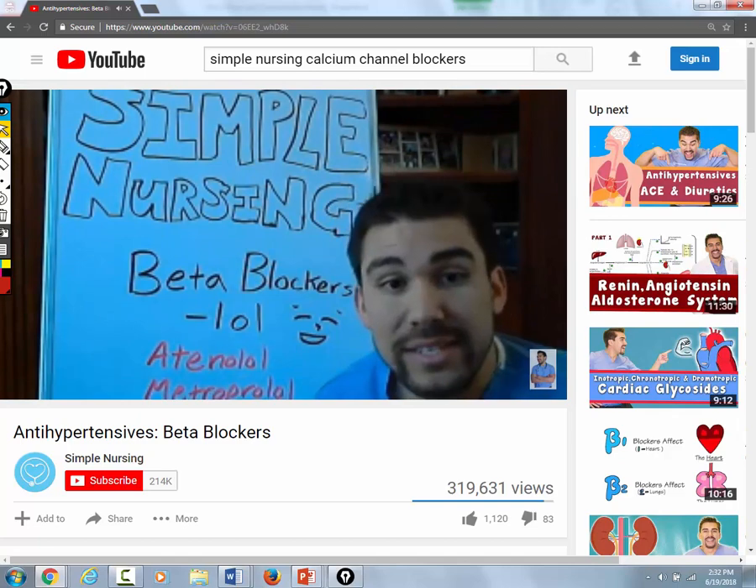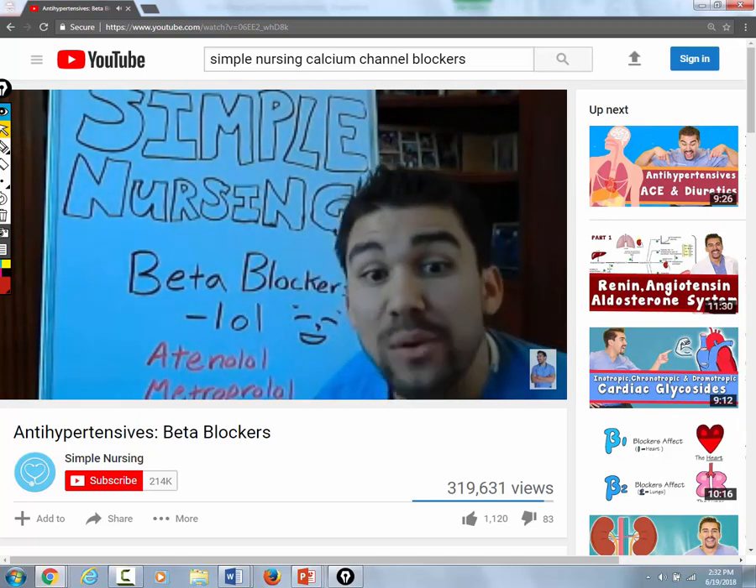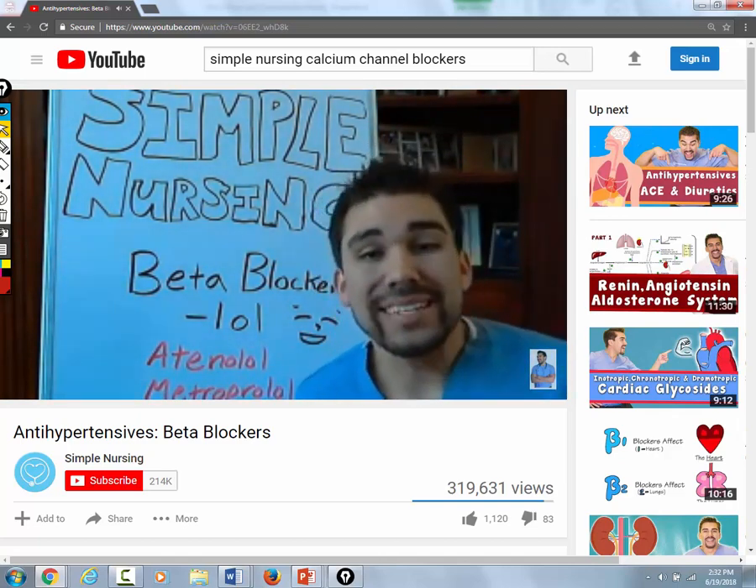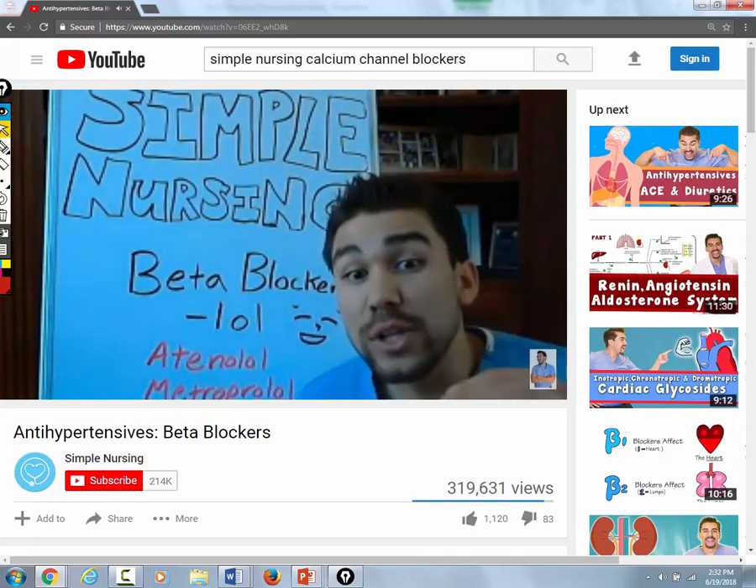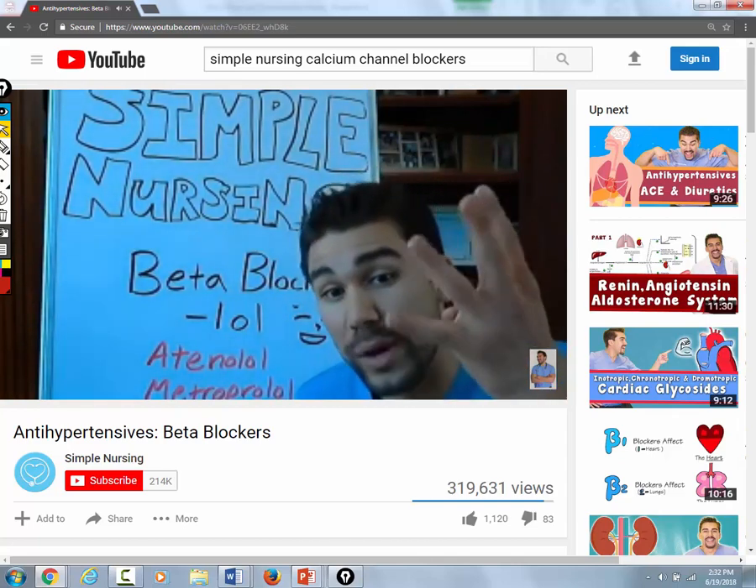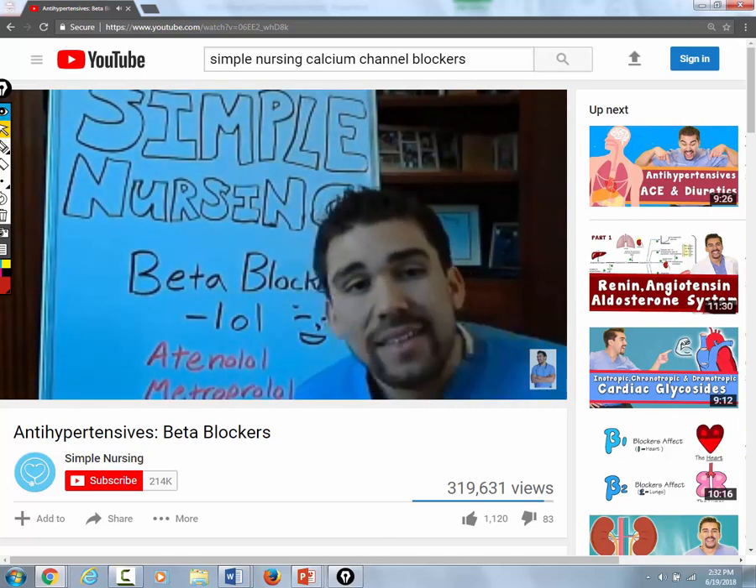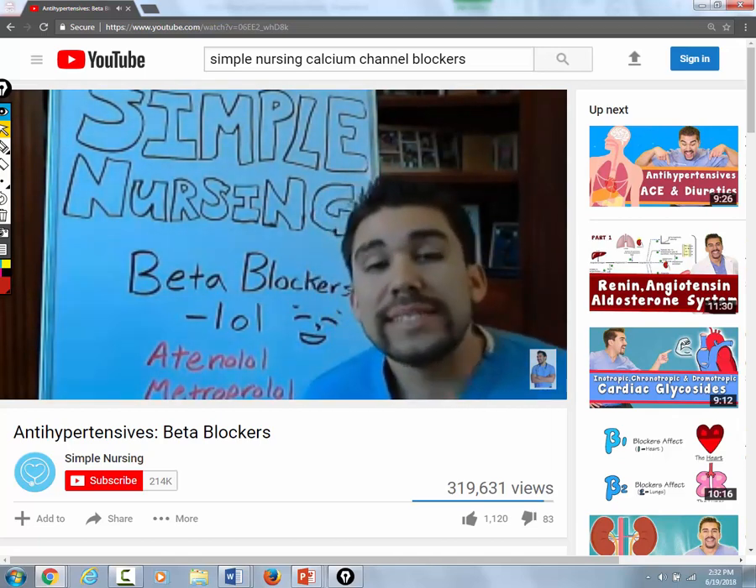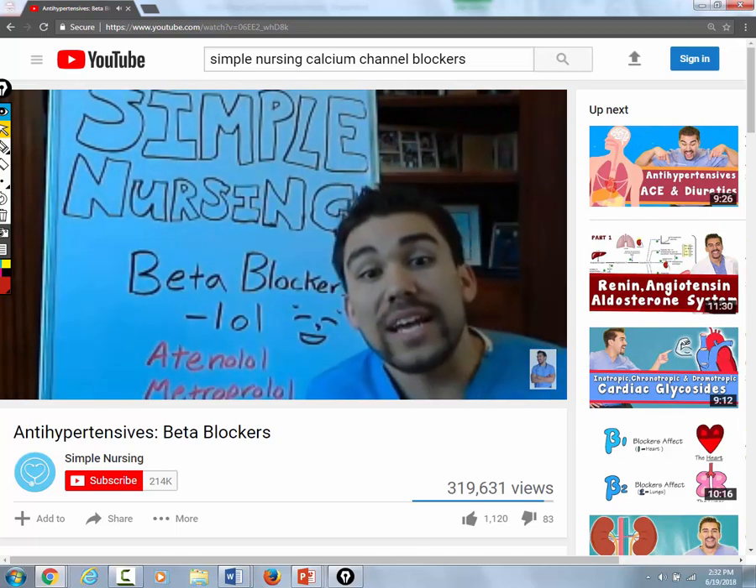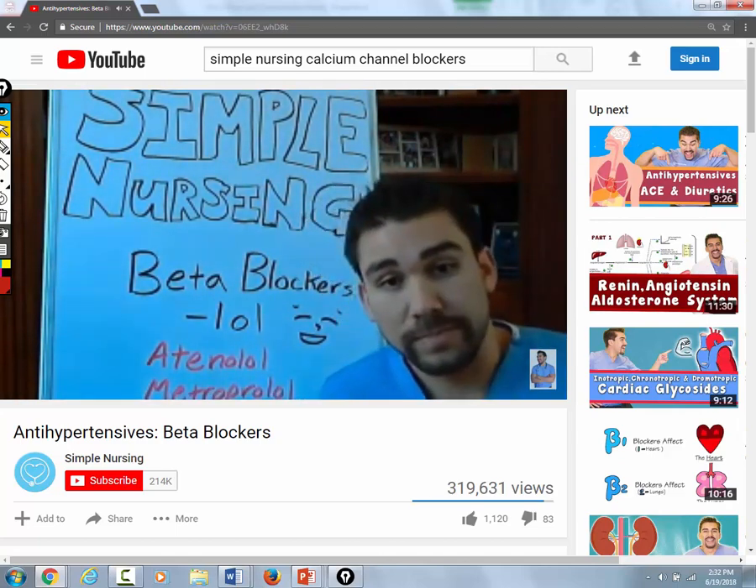Of the pipes themselves, in terms of your diuretics and your ACE inhibitors, just decrease the fluid volume. There's about four different ways. Then there's a way to decrease the rate of conduction in the heart.